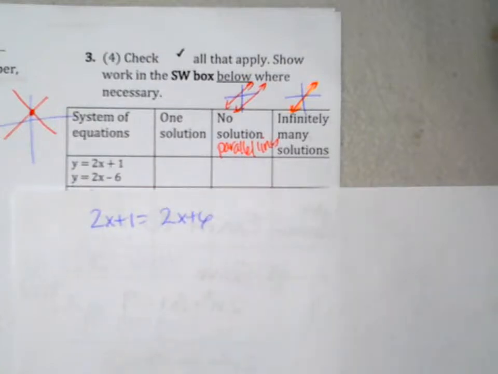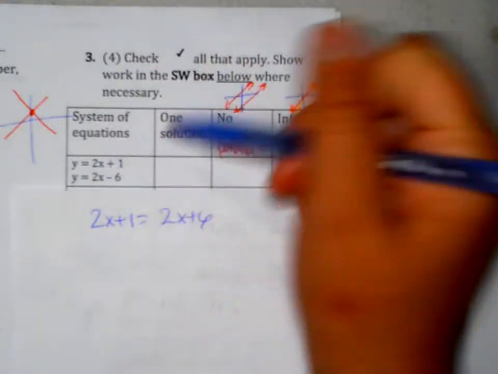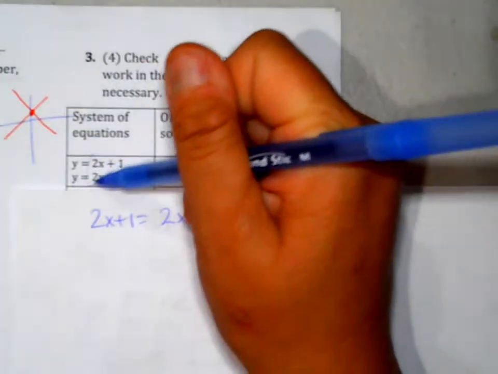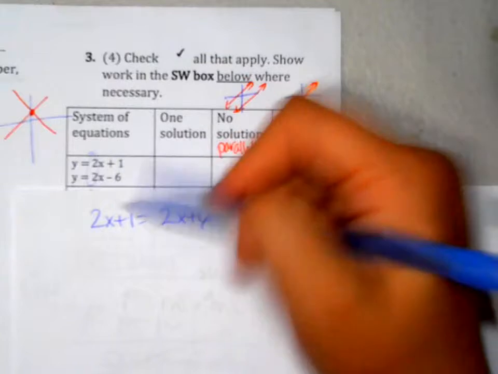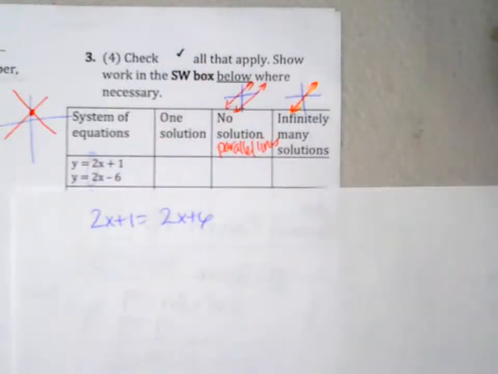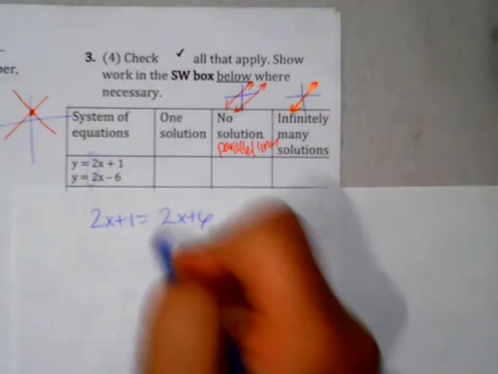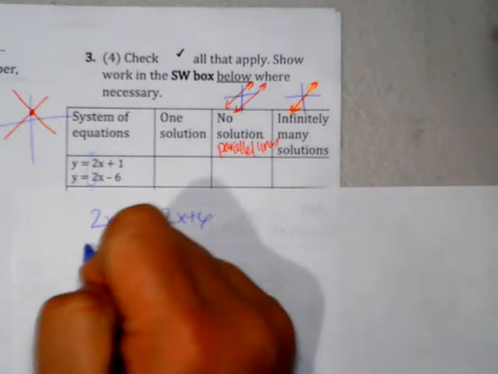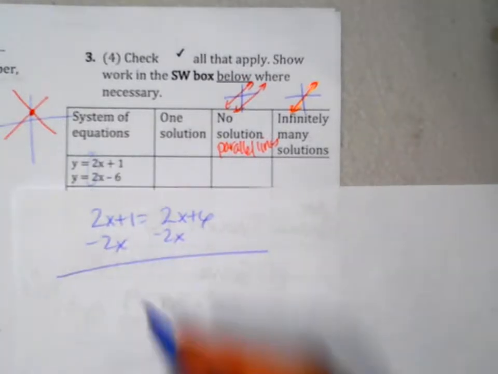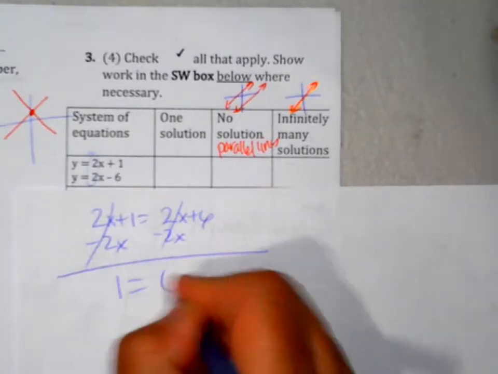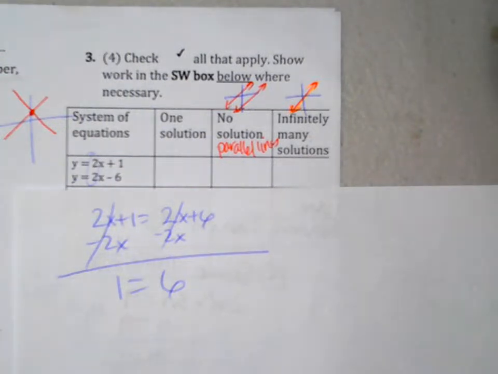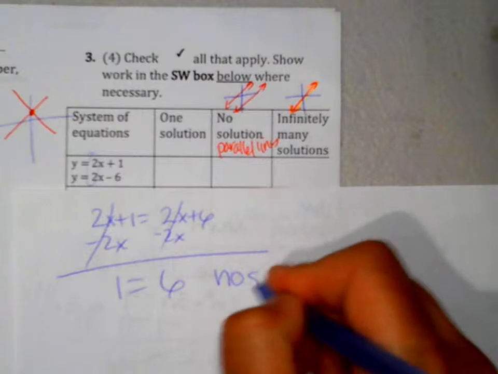Now, I can already see right away where this is going to go because I'm in y equals mx plus b form and I have the same slope and different y-intercepts. I know these are going to be parallel lines, but if you don't know that, let me show you how we know that. Because when I subtract 2x from both sides, they're going away and I get 1 equals 6. Everybody knows that 1 does not equal 6. So this is no solution.